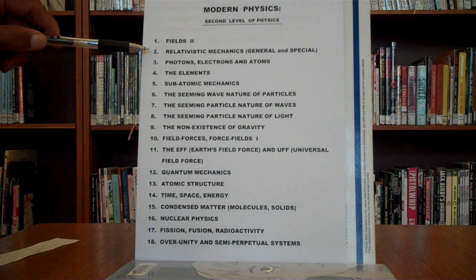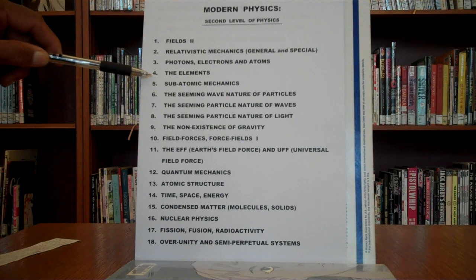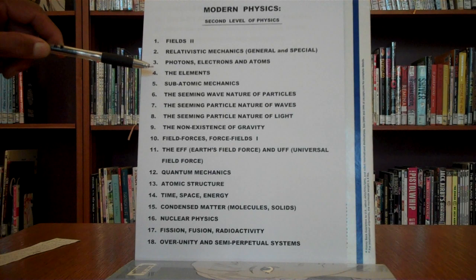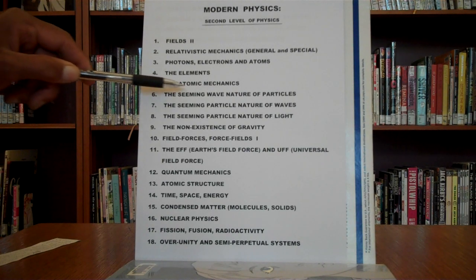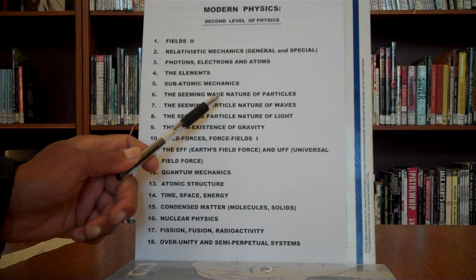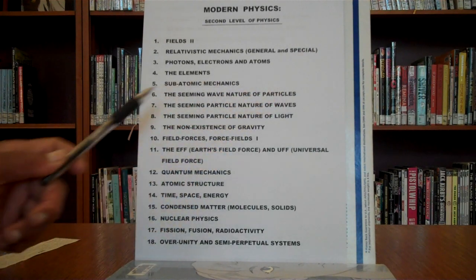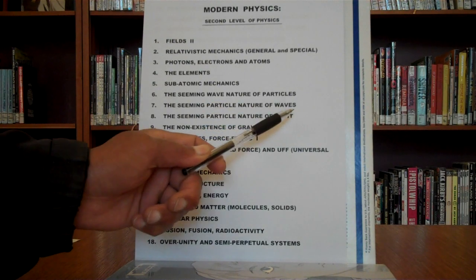Number two in modern physics, relativistic mechanics, general and special. Number three, photons, electrons, and atoms. Number four, the elements. That's all the several dozens of different elements that we know of at the moment. Number five, subatomic mechanics. Number six, the seeming wave nature of particles. Number seven, the seeming particle nature of waves.